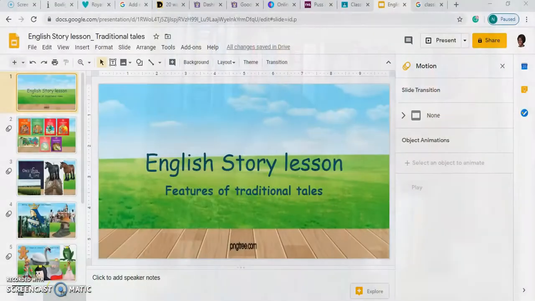Is it the characters? Is it the setting? What makes a story a traditional tale? Well, we're going to find out together. So let's go to the presentation now.